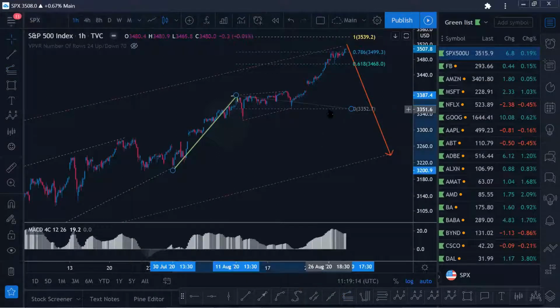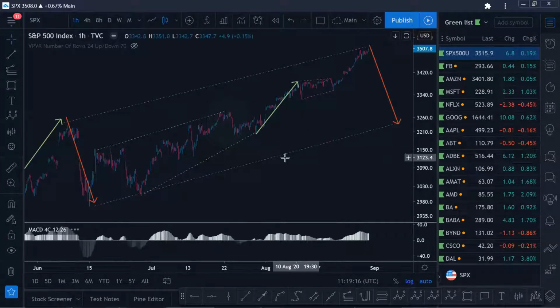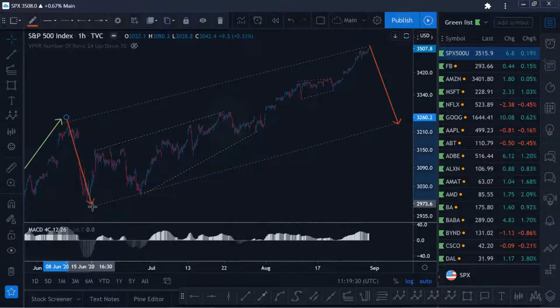So there's a lot of indications that what we're looking at is a potential area for a pullback. There's another option which I'm going to show you on the S&P, but for now, this is how I'm going to be treating this chart, just to see what is available to us.